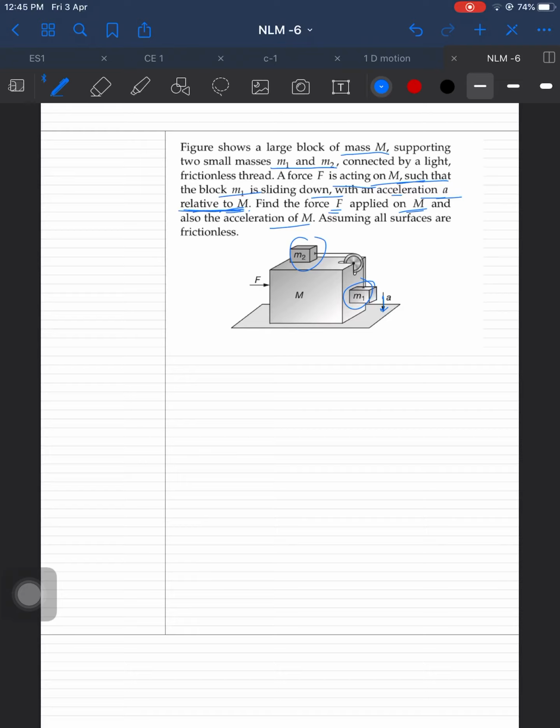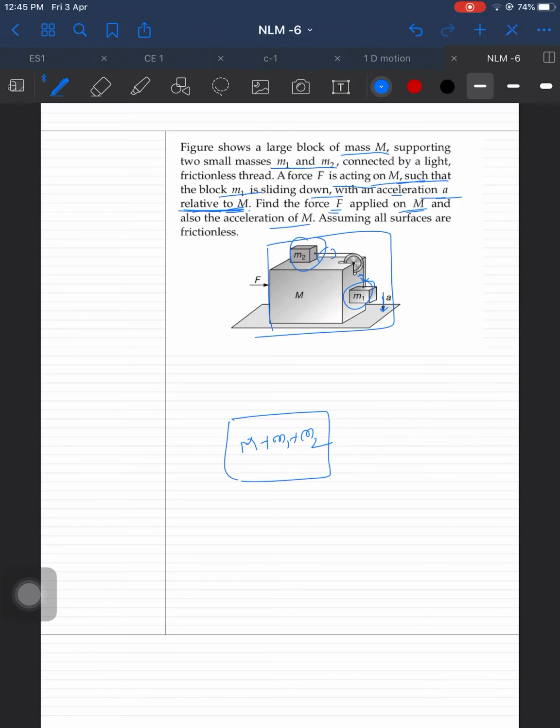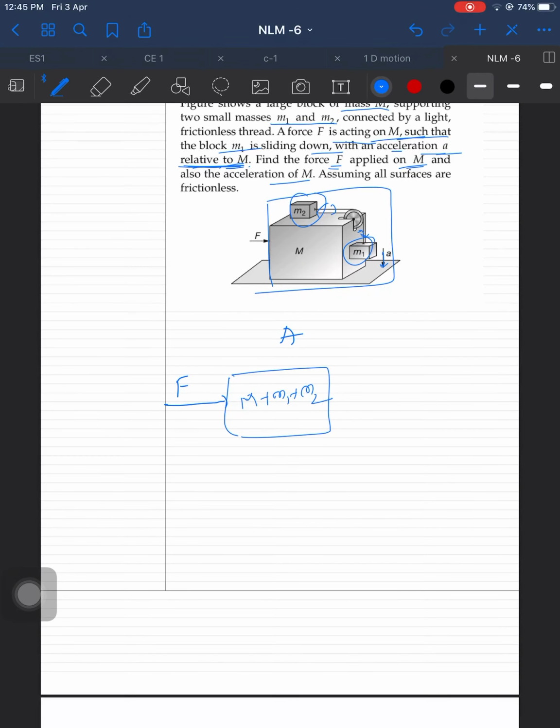M plus M1 plus M2, total three masses, and there is a force F. Let's take the acceleration as A. It's on a frictionless surface. A is equal to F over (M plus M1 plus M2). Okay, we got the acceleration. Acceleration of whom? Acceleration of the three blocks, in which direction?